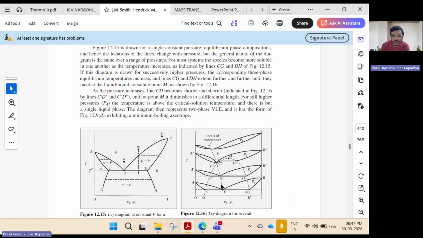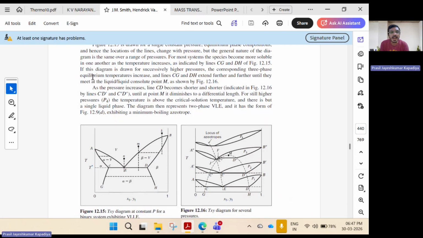This kind of diagram is drawn for various pressures. If this diagram is drawn for successively higher pressures, the corresponding three-phase equilibrium temperature increases, correct? This three-phase equilibrium temperature T star is going to increase. And lines CG and DH extend further and further until they meet at the liquid-liquid consolute point M, as shown by this.